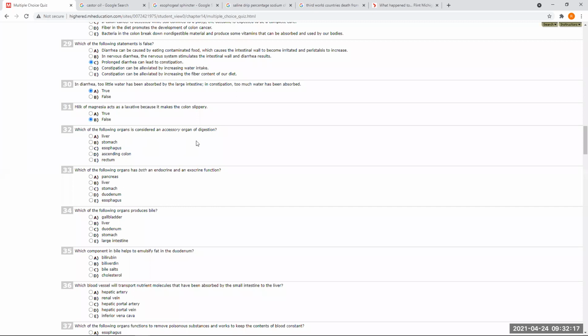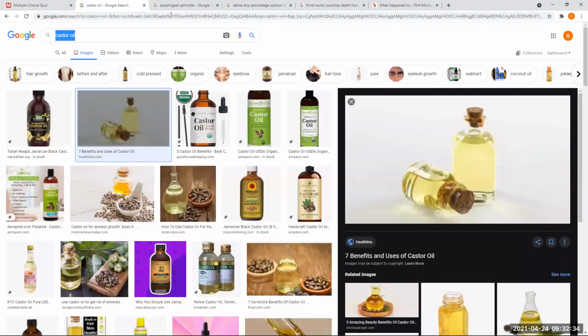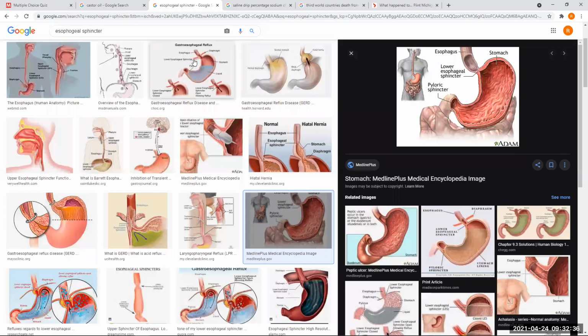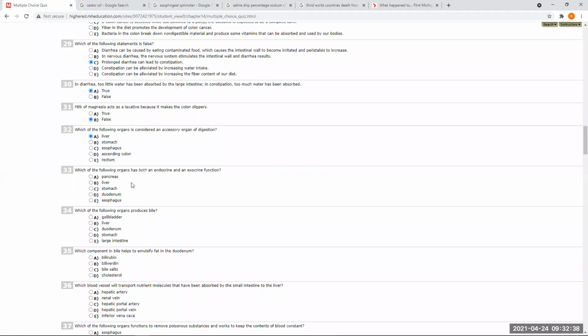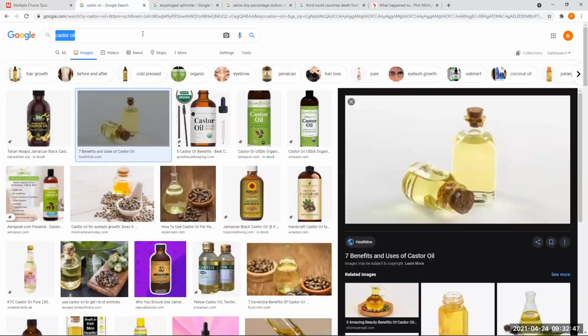Which of the following organs is considered an accessory organ of digestion? The liver. Why is it considered an accessory organ? Because it doesn't play a necessary role directly. It produces the bile to help break down fats. And when we look at these answers, the stomach, the esophagus, ascending colon and the rectum, they're all parts of the digestive tract.